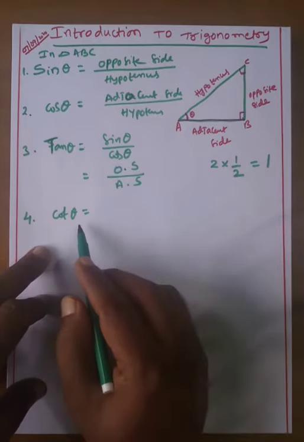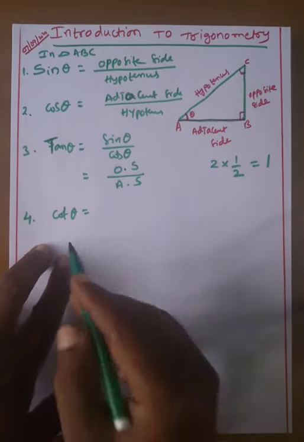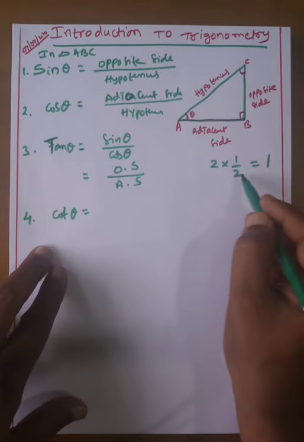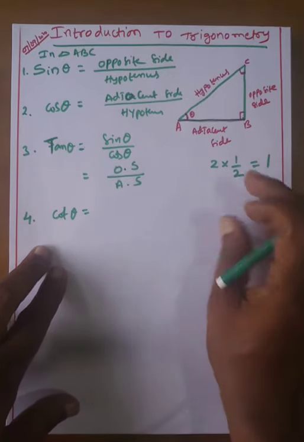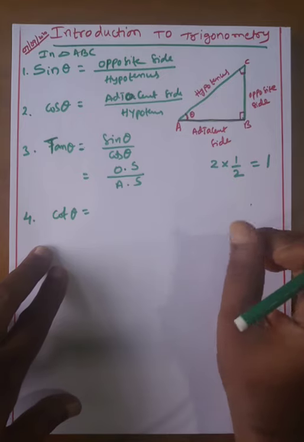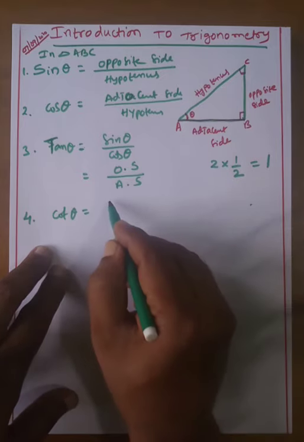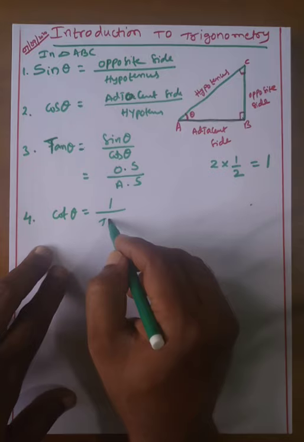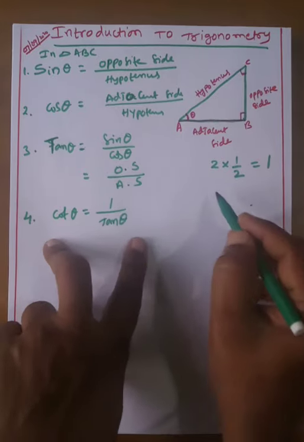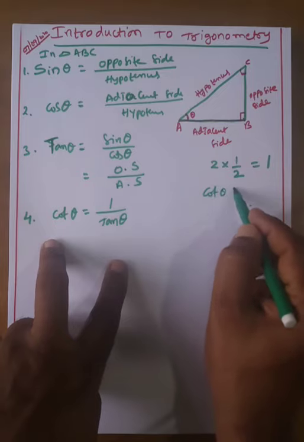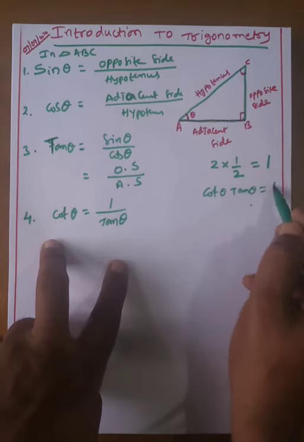Cot theta is equal to the reciprocal of tan theta. If 2 is there, we write 1 by 2. Their product must be 1. Now reciprocal means 1 by. Cot theta and tan theta are reciprocals, which means their product is equal to 1.